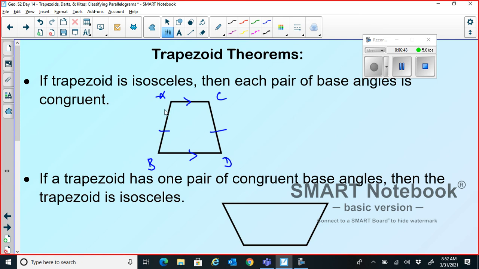Okay, if I have AB congruent to CD, they are saying that by theorem, angle B is congruent to angle D. This is the first pair of base angles, and in the same way angle A is congruent to angle C. That's what this particular theorem states. If a trapezoid is isosceles, then each pair of base angles is congruent.